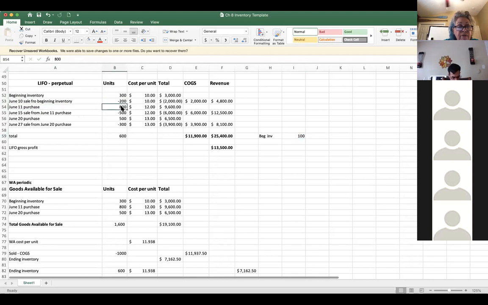And then the June 11th purchase, I had 800. I sold 500, and then I sold 300 from the June 11th. No, I didn't. It was from the June 20th, sorry. So on the June 11th, we had 800 that we purchased, and we sold 500. So how many do I have left from the June 11th purchase? 300.